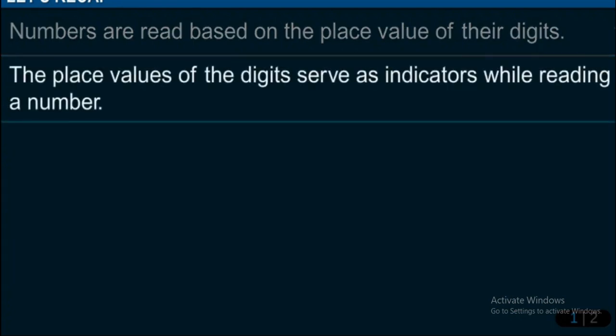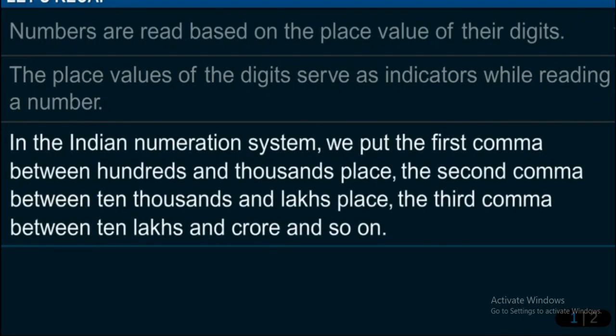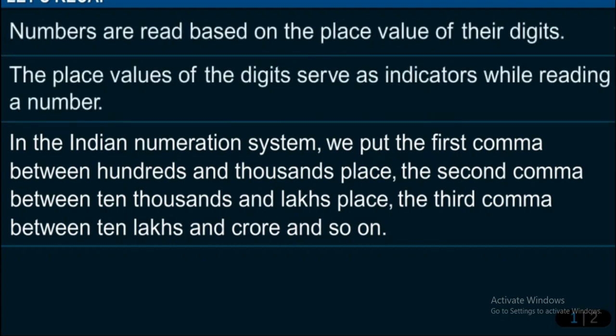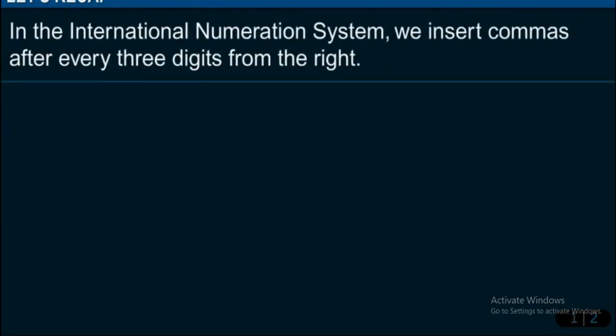In this module, you learnt that numbers are read based on the place value of their digits. The place values of the digits serve as indicators while reading a number. In the Indian numeration system, we put the first comma between hundreds and thousands place, the second comma between 10,000s and lakhs place, the third comma between 10 lakhs and crore, and so on. In the international numeration system, we insert commas after every 3 digits from the right.